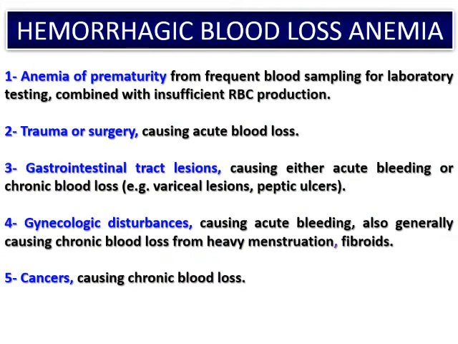At first, we will talk about the first type of anemia, which is hemorrhagic anemia. Hemorrhagic anemia is due to hemorrhage, and this hemorrhage may occur due to trauma, surgery, gastrointestinal lesions like bleeding of the GIT, like esophageal varices and peptic ulcer, maybe bleeding due to gynecological disturbance, as in heavy menstruation and fibroid. Blood loss may also be due to cancer, or due to a premature baby with frequent taking of blood samples.